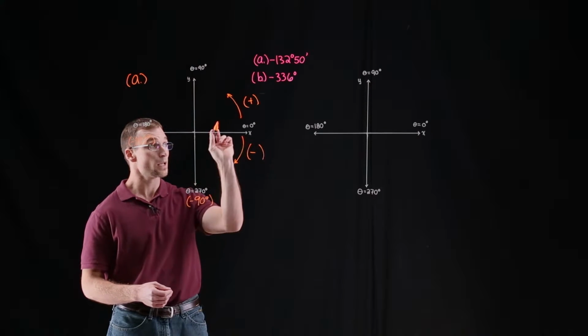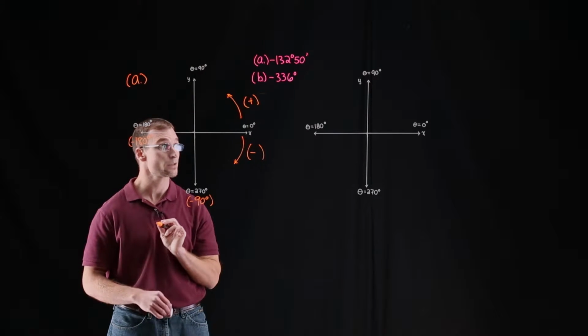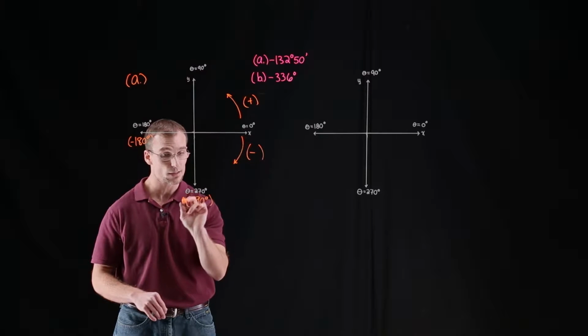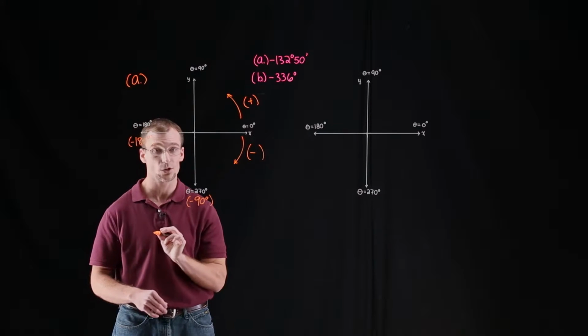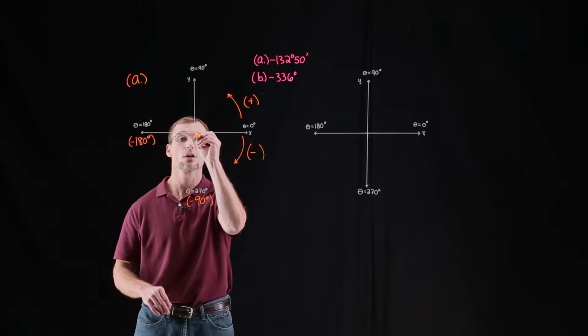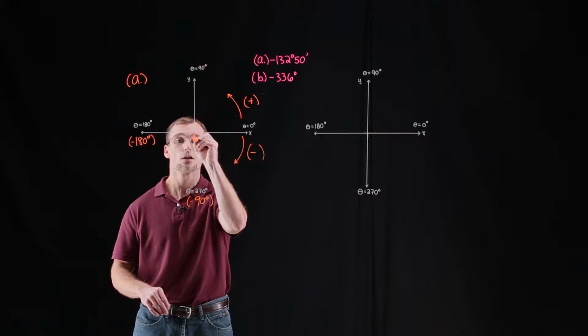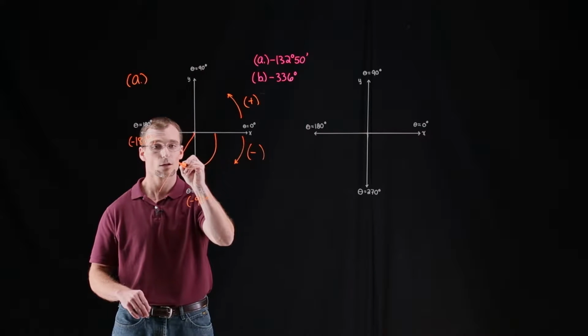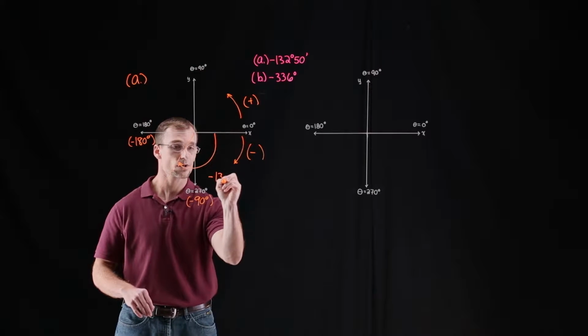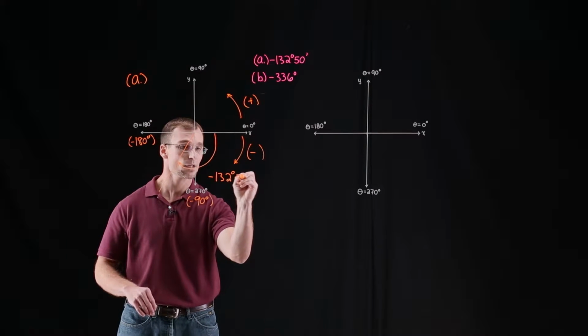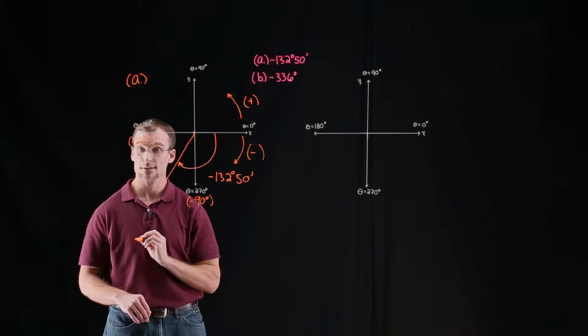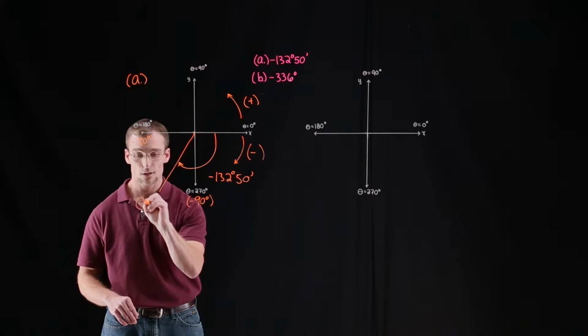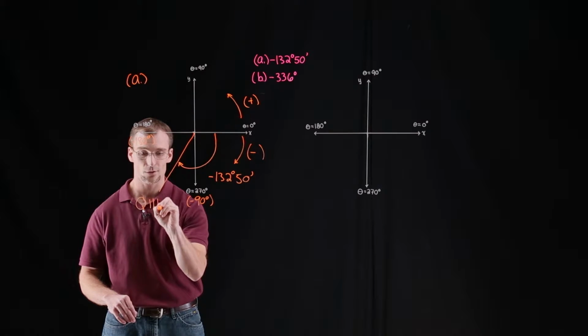Now our angle, negative 132 degrees, 50 minutes, is going to be somewhere between negative 90 degrees and negative 180 degrees. So somewhere in here, we're going to have our angle, negative 132 degrees and 50 minutes. What that tells us is that the angle is going to be in quadrant 3.